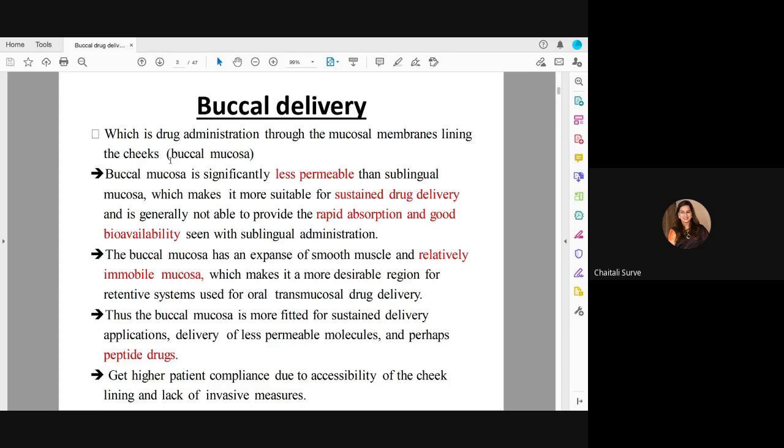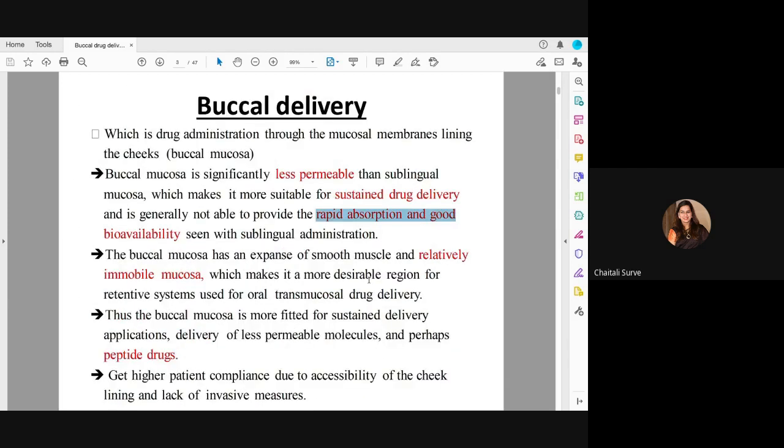So if you are planning for an immediate action drug delivery, then you should prefer going for sublingual route. But if you're talking about a drug delivery which will give you a sustained action, you can prefer a route which is through your buccal mucosa. Okay, so your buccal mucosa will not give you a rapid action or a rapid absorption, and it will give you a good bioavailability, but not as good as your sublingual administration.